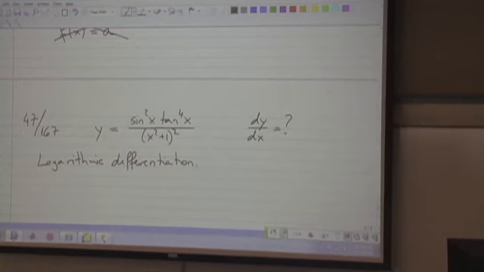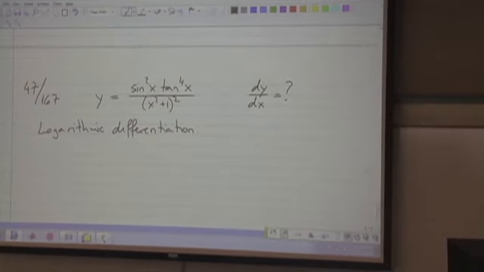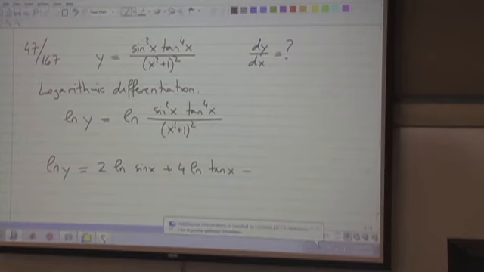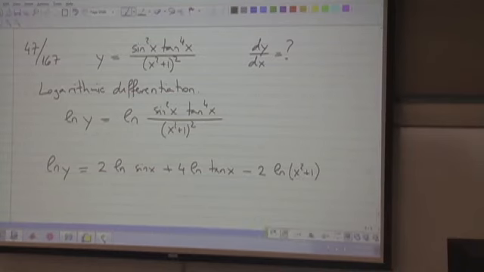What is that actually doing? If we apply natural logarithms to both sides, we end up with ln of y is equal to ln of the fraction sine squared of x tangent to the fourth of x divided by x squared plus 1 squared, which means ln of y is going to equal 2 times ln of sine of x plus 4 times ln of tangent of x minus 2 times ln of x squared plus 1. Does this make sense?